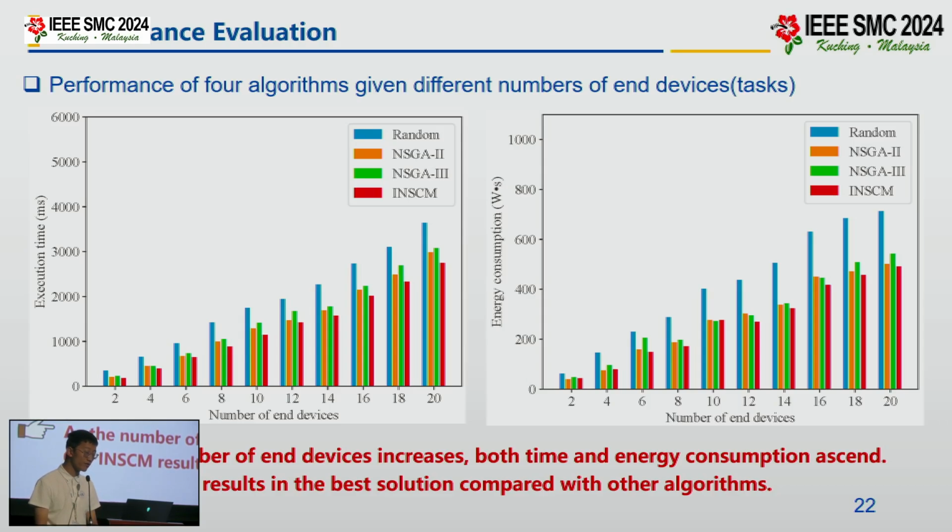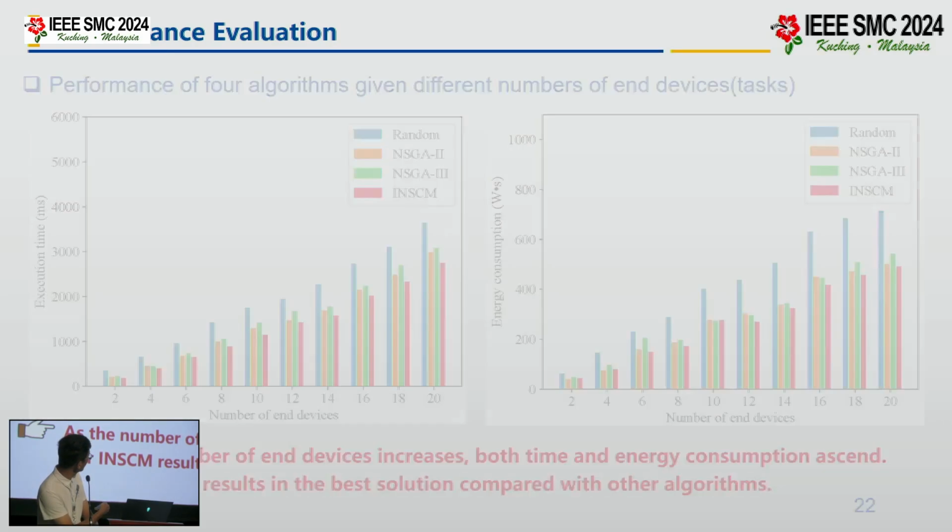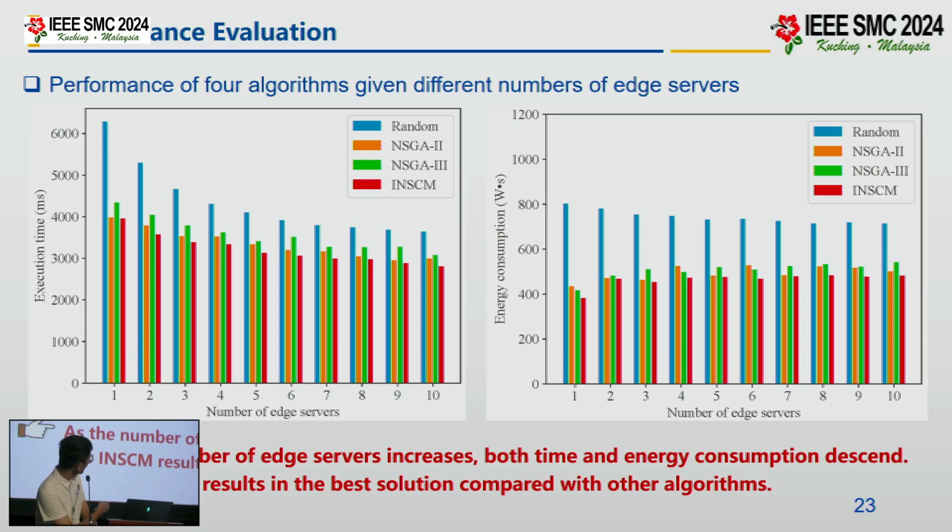Okay, here we fix the number of end devices and increase the number of edge services from 2 to 20. So you can see as the number of edge services increases, both time and energy slightly descend. And our algorithm harvests the smallest time and energy. So we can say that our algorithm results in the best solution compared with other algorithms.